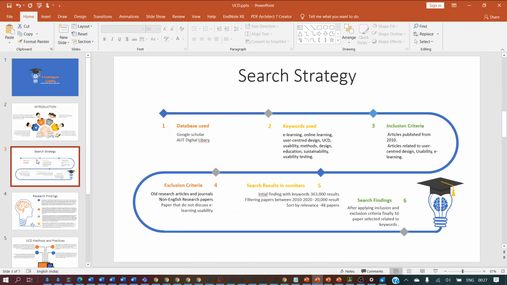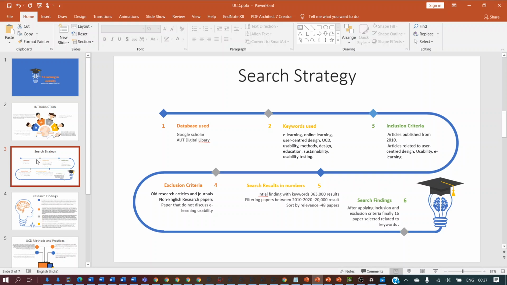So the search strategy: the databases used were Google Scholar and the AIS Digital Library. The keywords which I used were e-learning, online learning, UCD, user-centered design, education, etc. The inclusion criteria includes articles published after 2010, and articles related to usability and user-centered design in e-learning. I excluded old research articles and journals, non-English papers, and also the papers that do not discuss e-learning usability.